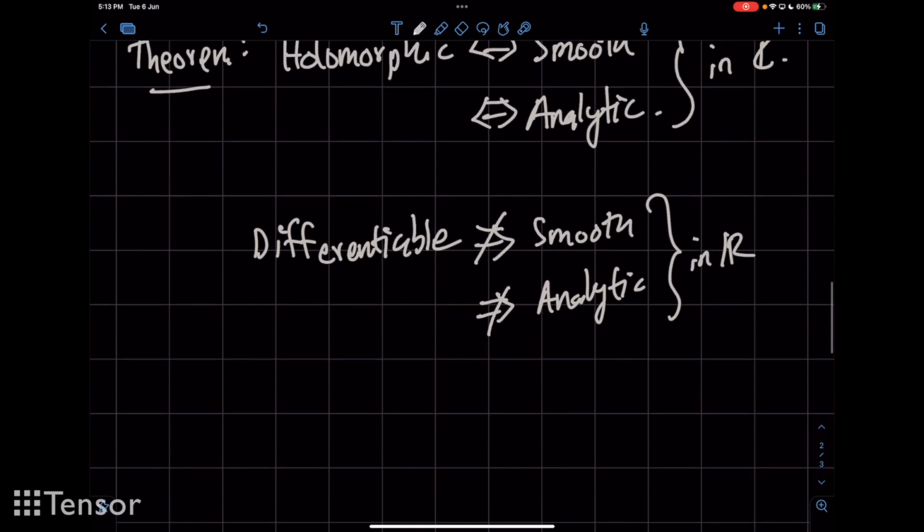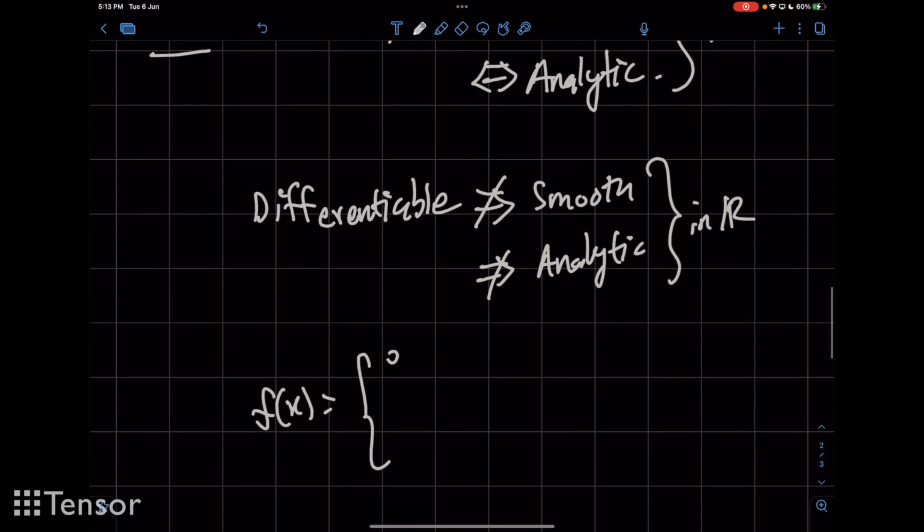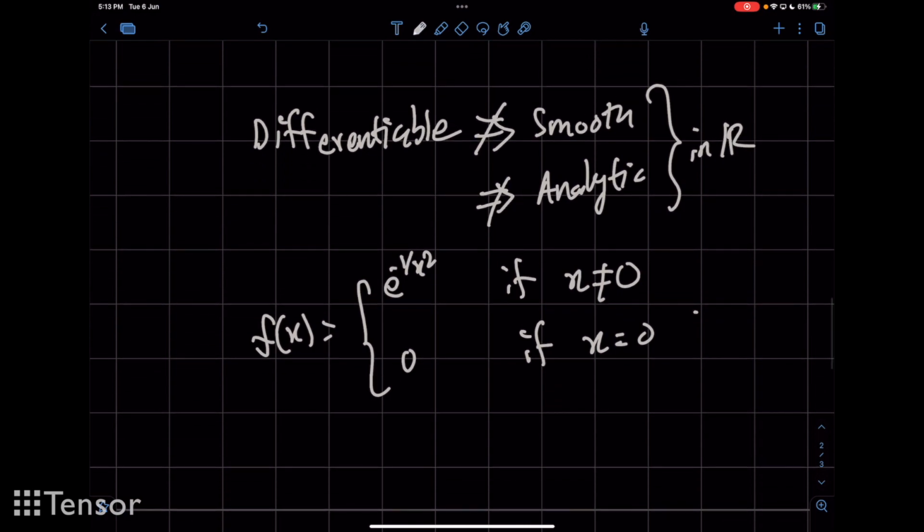Let's say I define a function like this: f of x equals e to the power negative 1 over x squared if x is non-zero, and that is 0 if x is 0. This function is smooth, and by smooth I mean that it is infinitely differentiable at all the points. No, this is not a bell curve. The bell curve is e to the power minus x squared. This is e to the power negative 1 over x squared.